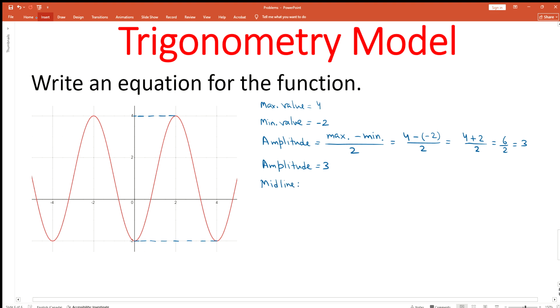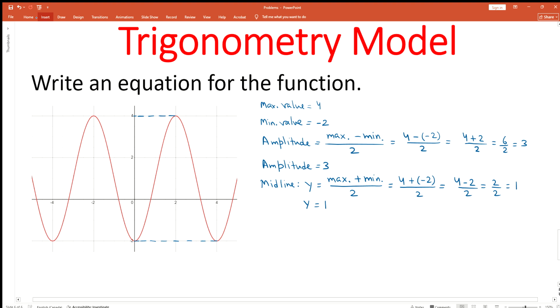Midline of a sinusoidal function is a horizontal line. Therefore, the midline is represented by equation y equals a number. The formula for midline is maximum value plus minimum value divided by 2. Four plus -2 is equivalent to 4 minus 2. So the midline of this graph is y equals 1.